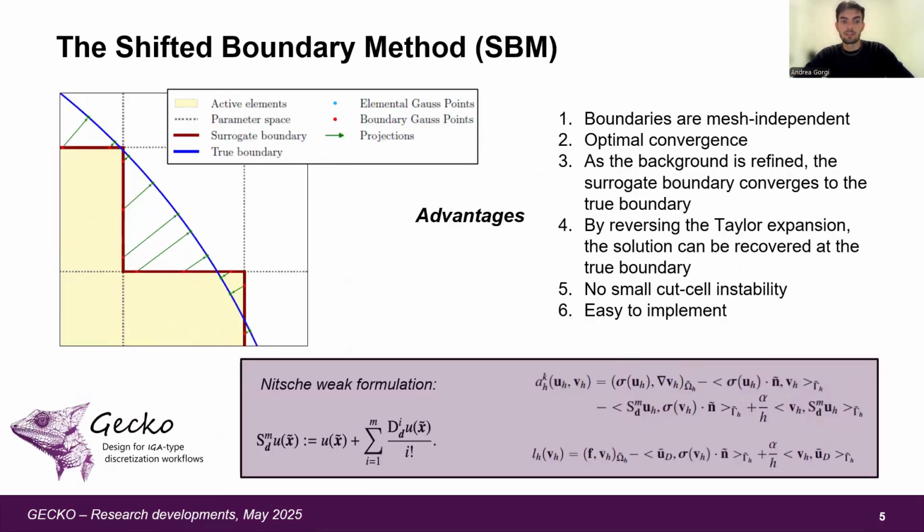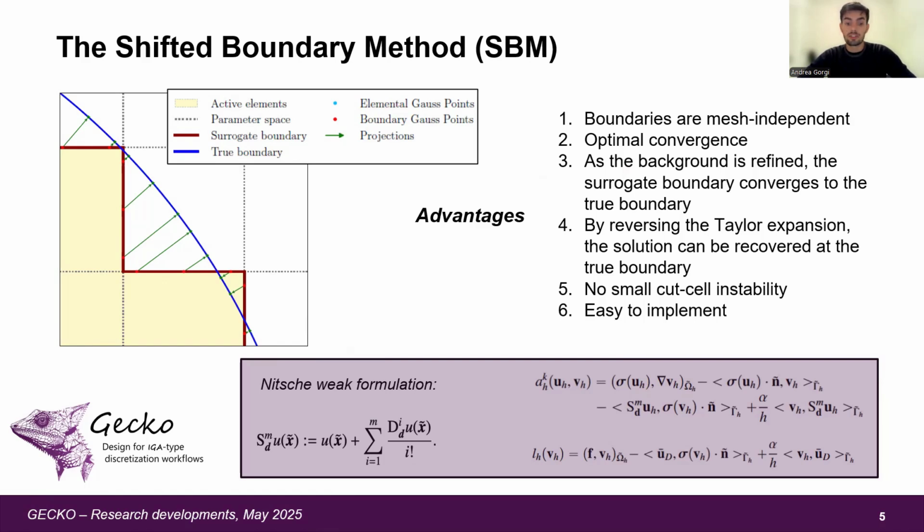Well, this method has several advantages. First of all, it's easy to implement. It retains optimal convergence, at least for the Dirichlet boundary conditions, and most importantly, doesn't suffer from the small cut cell instability, which is a typical issue of most of the other immersed methods that produces very high condition number in most of the cases.